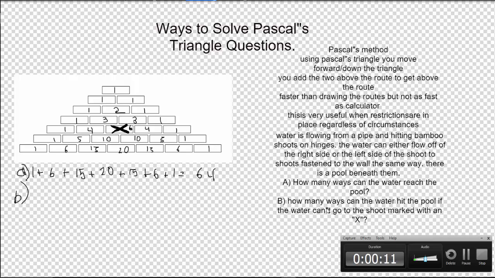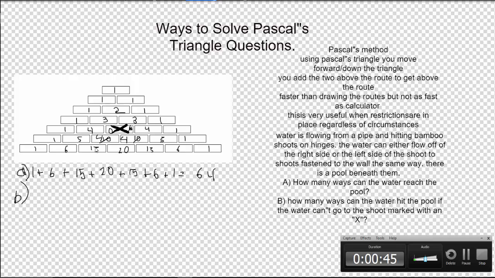Part B says, how many ways can the water hit the pool if the water can't go to the chute marked with an X? So that chute is right here. Not much changes up until level 3, level 4. But here, instead of being a 6, it becomes a 0 because the water can't go here. So that changes this spot. Instead of being a 10, it becomes a 4, and again, 4. That's about it in this level.